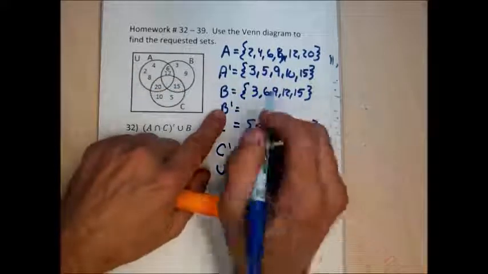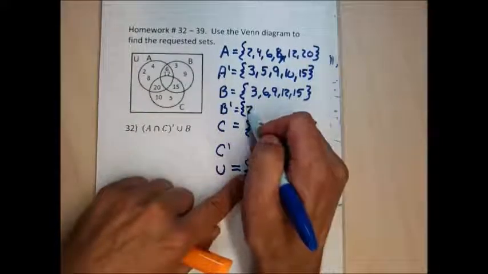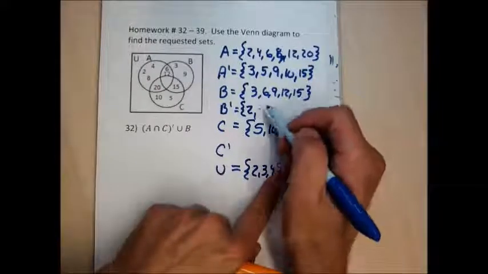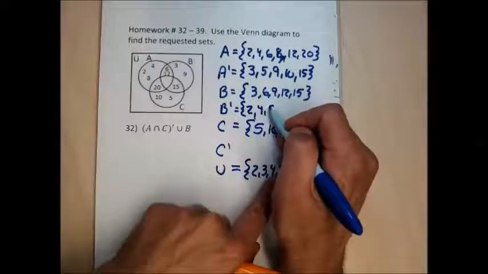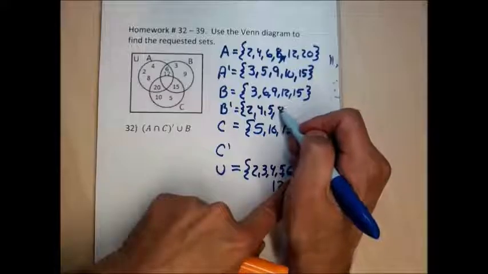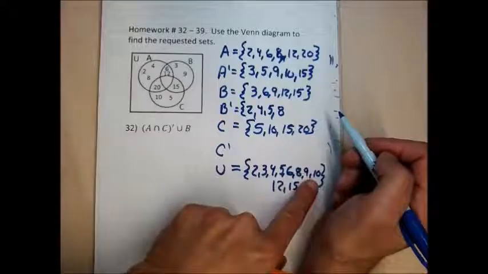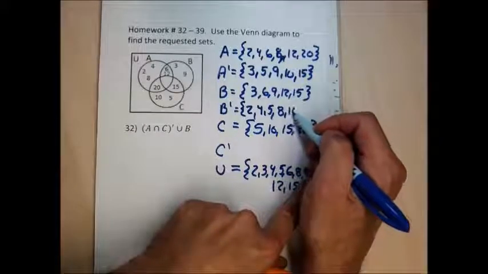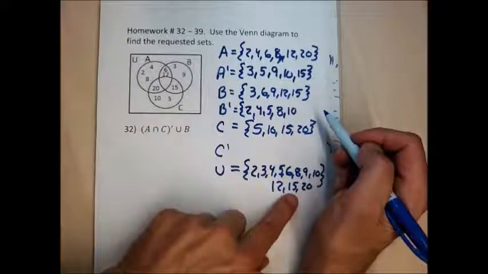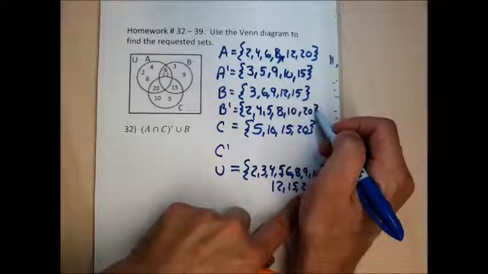For B complement, I'm going to go through the universal set one at a time. 2 is not in B, so it's in B complement. 3 is in B, it's not in B complement. 4 and 5 aren't in B, so they're in B complement. 6 is in B, so it's not in the complement. 8 is not in B, so it's part of the complement. 9 is in B, not part of the complement. 10, not in B, so it's part of B complement. 12 and 15 in B, not part of the complement. 20, not in B, part of B complement.